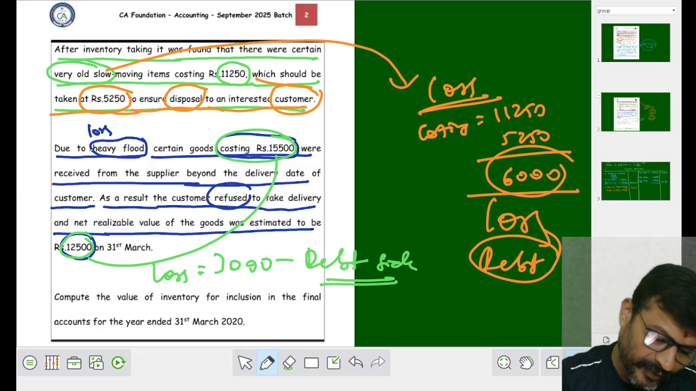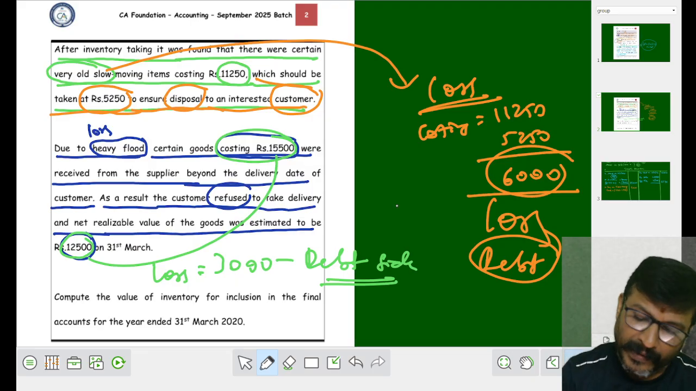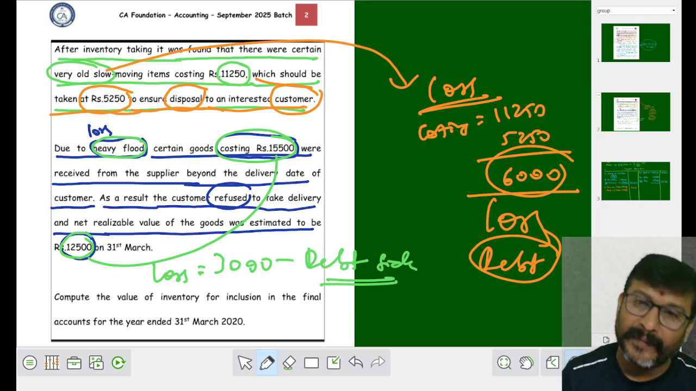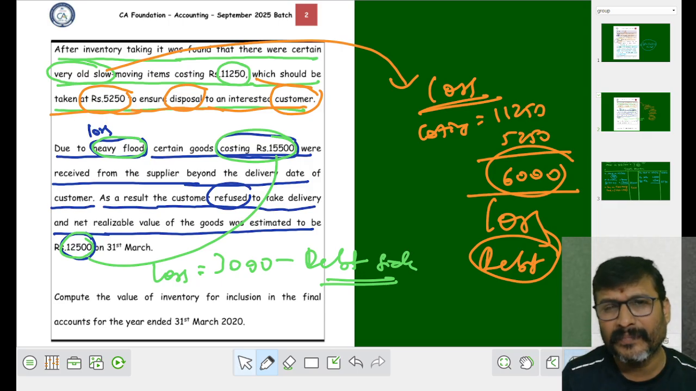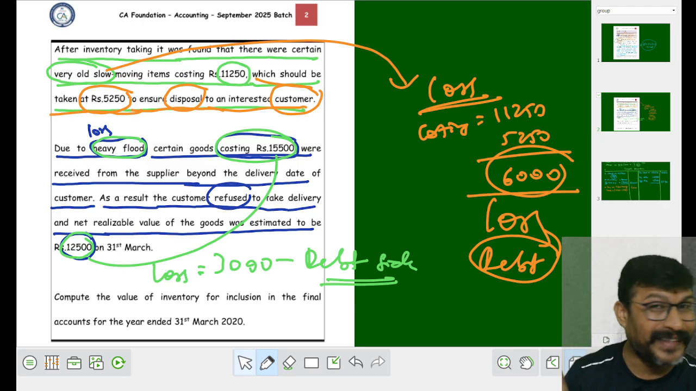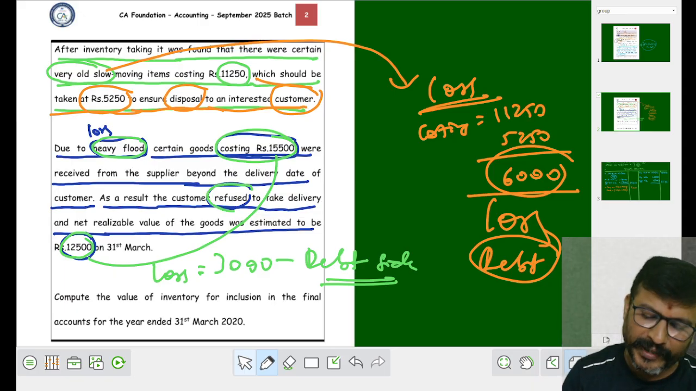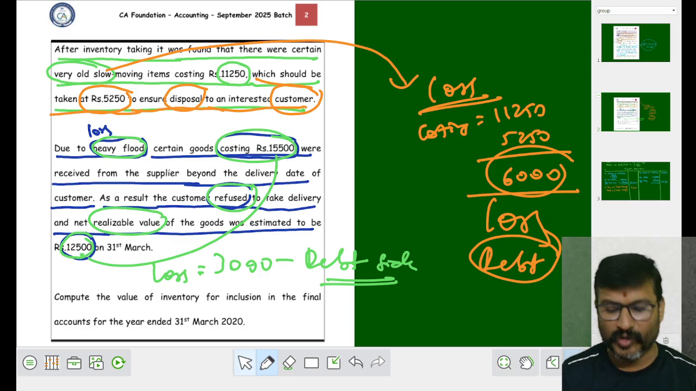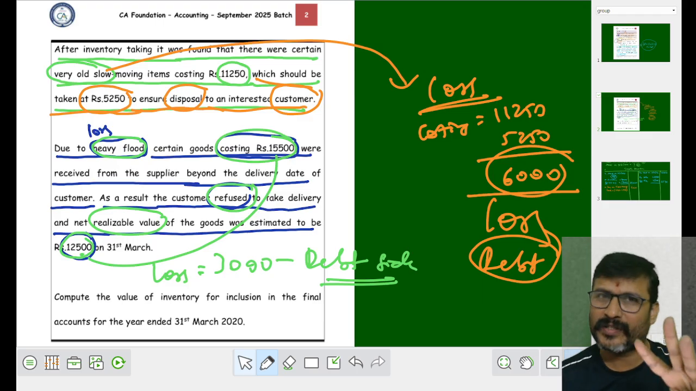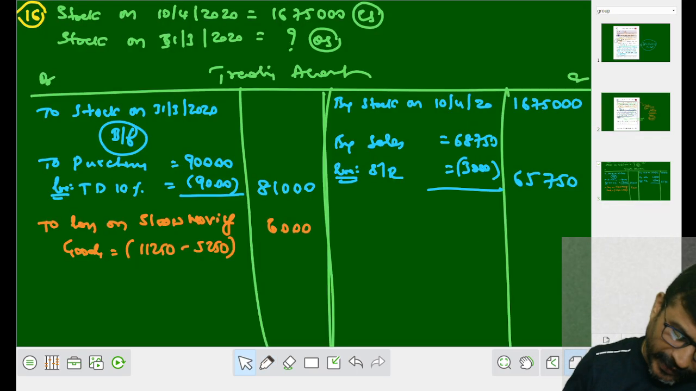Because of the heavy flood, you didn't receive the goods in time. So it's not possible for you to sell the goods to your customer in time. That's why the customer refused to take the delivery. Then its net realizable value is 12,500. So what happened? There is a loss of 3,000.